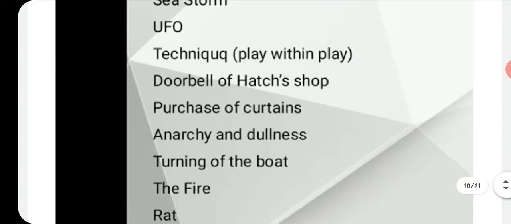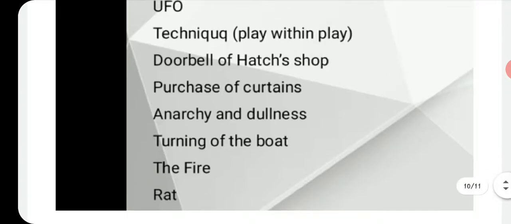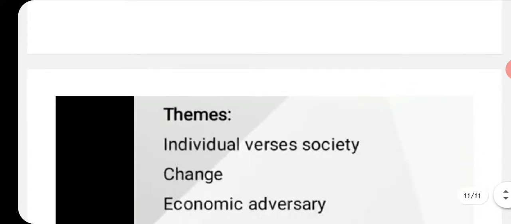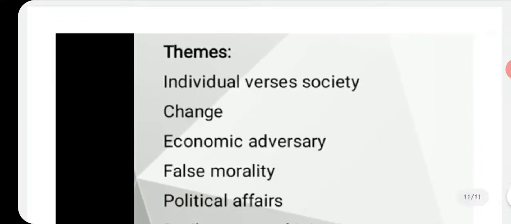Purchase of curtains, anarchy and dullness, turning off the boat, the fire, and the rat. About the rat, Evans says that humanity will be over and destroyed one day, and it will again start even from one rat. So if only one rat is left in this world, human beings will start growing again and again. So that is the perception of life from Evans.